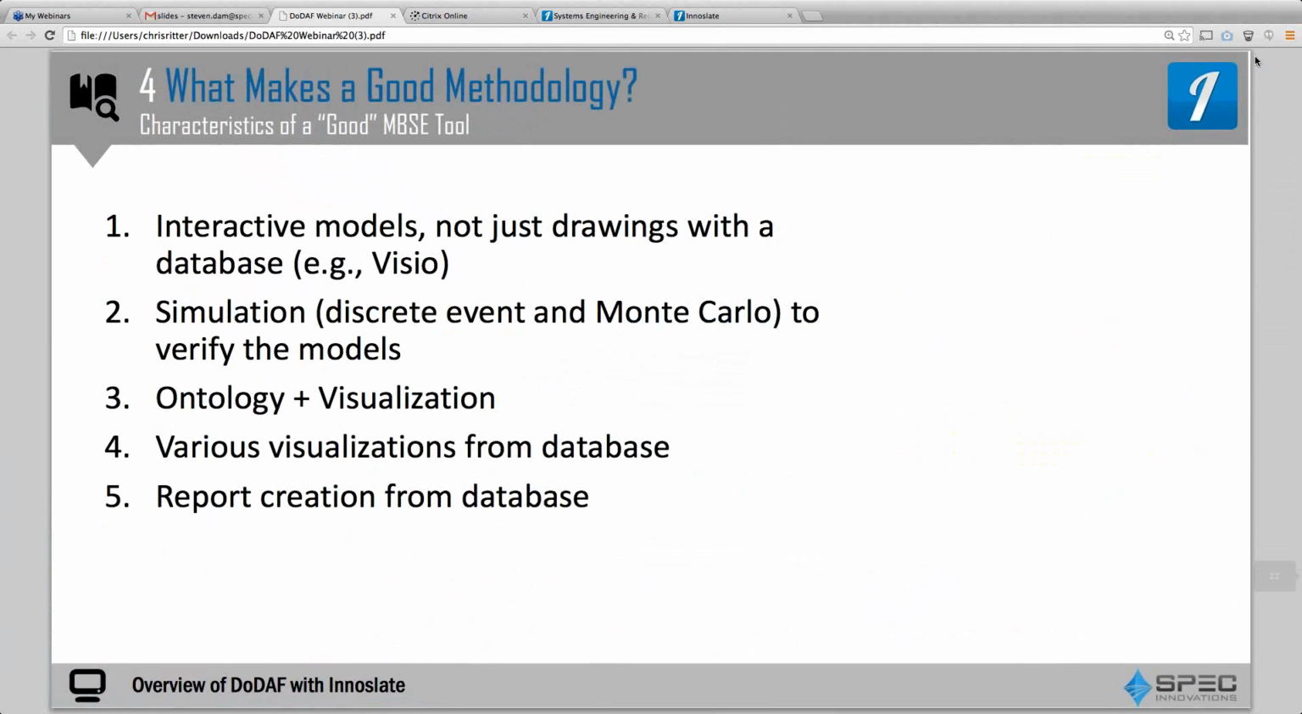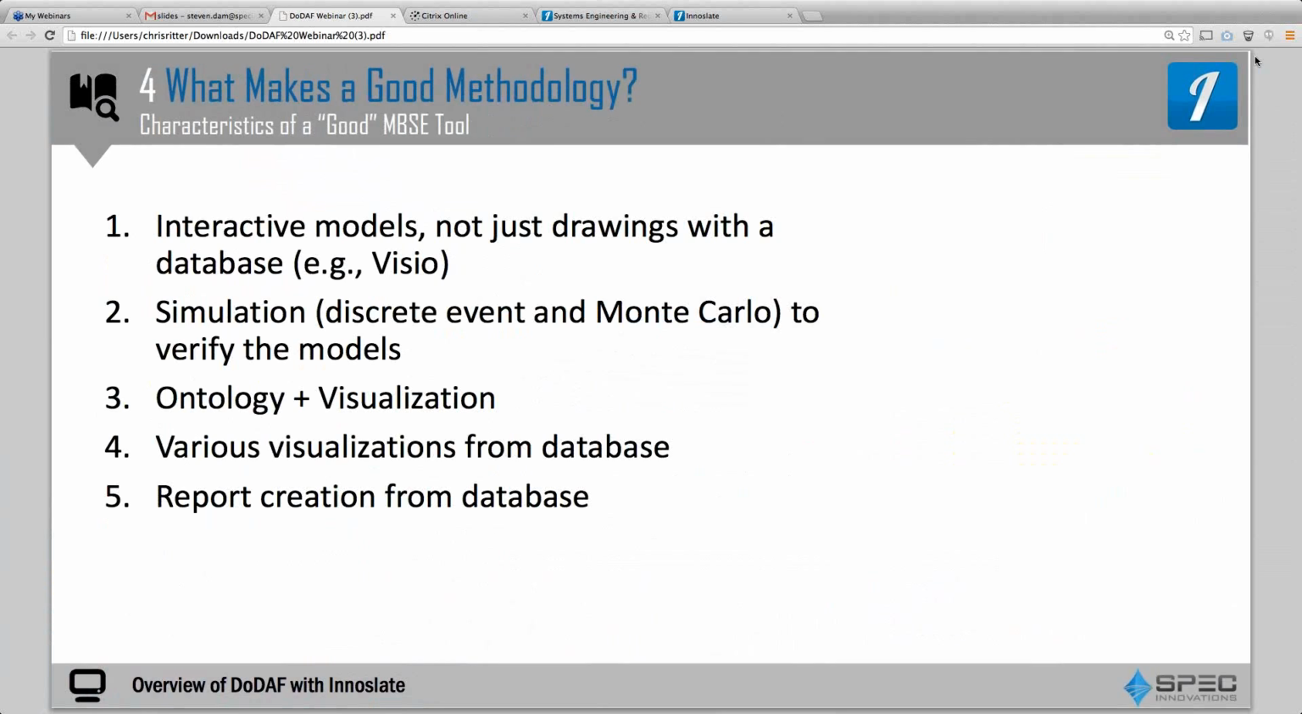And of course, last but definitely not least is the tool. You need something that has interactive models, not just drawings with a database. Visio has drawings with a database. It's actually a nice tool for that if that's what you're going to do. But it doesn't have the semantic meaning, which doesn't mean it can't be executed easily. And I can build in errors. And so to make sure I don't have errors in my logic, I want simulation techniques.